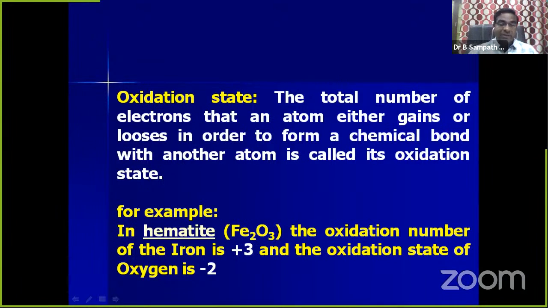How many electrons gained by the oxygen? Here 3 oxygens are there. Each oxygen gained 2 electrons. Totally 6 electrons. So here iron lost 6 electrons. Oxygen gains 6 electrons. But here the oxidation number is, for each iron is +3, for each oxygen is -2.